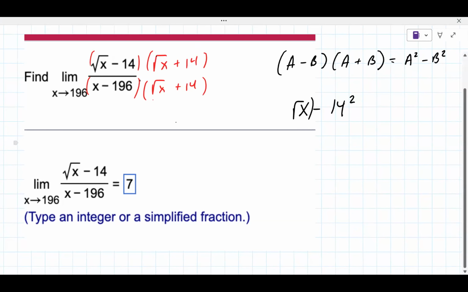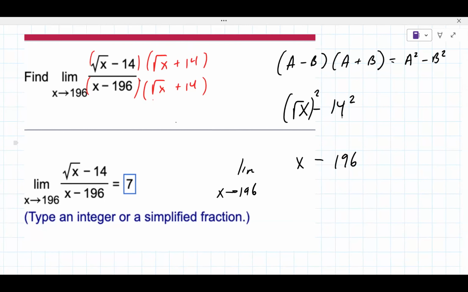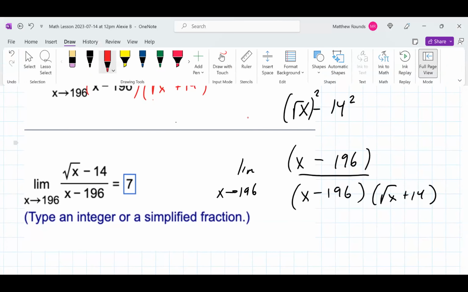Or you can think of the square root of x squared like that. Maybe that's a little easier, which becomes x minus 196. And that's all in the numerator. Like everything I just showed you on the right is in the numerator. So it's the limit as x goes to 196, x minus 196 over x minus 196, square root of x plus 14. And so notice that these cancel.